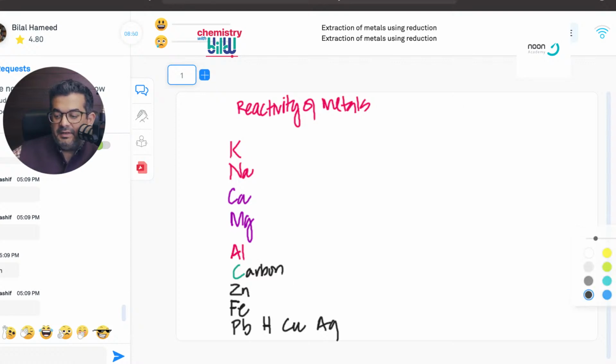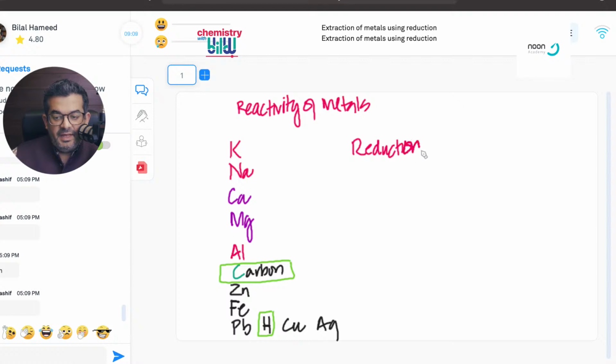And the thing with that is, in today's class, carbon will be very important and hydrogen will be very important. And the reason for that is because we said we are going to extract metals using reduction. So the goal of today is that. And the basic premise of this idea, what is reduction? Reduction is basically the process by which something gains electrons.